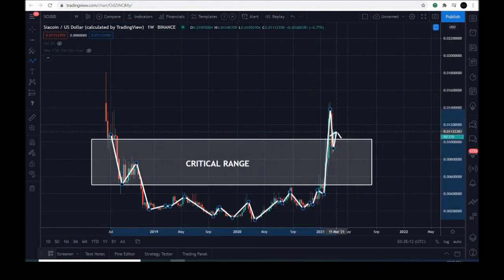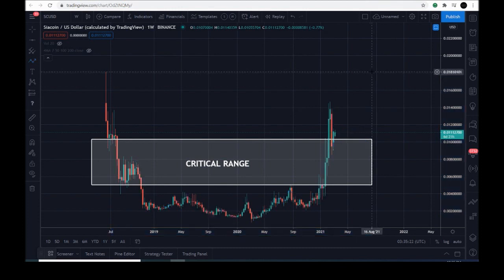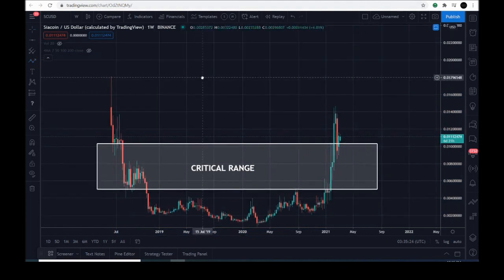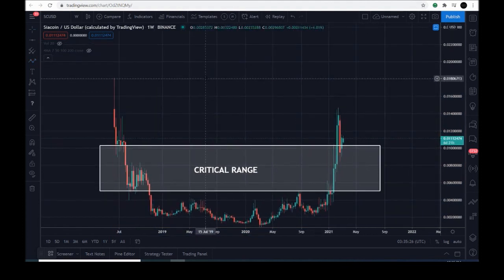Now, again, if it can stay above that 1 penny level, then it's likely it will re-challenge the all-time highs, which can be identified here at about 1.8 cents. Excuse me, we're taking a look at tradingview.com. This is the Binance and the USD pairing, again, on TradingView here.